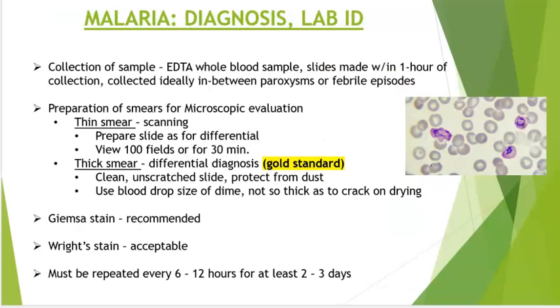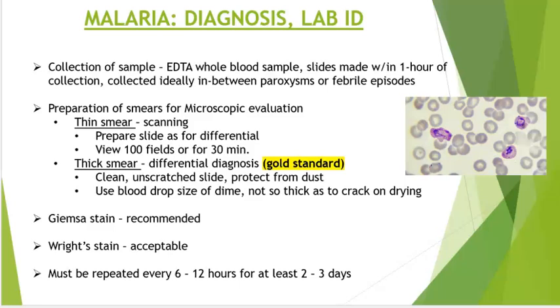For laboratory diagnosis, we collect an EDTA whole blood sample, and we want to do slides within 1 hour of collection. And you usually want to collect between paroxysms, or febrile episodes, meaning disease and fever episodes. For your smears, you're going to prepare one thin smear and one thick smear. The thin smear is more for scanning, and you're going to prepare it for a differential. You're going to view 100 fields for 30 minutes. The thick smear is for differential diagnosis, and this is the gold standard for malaria.